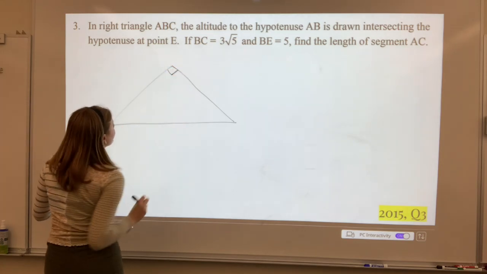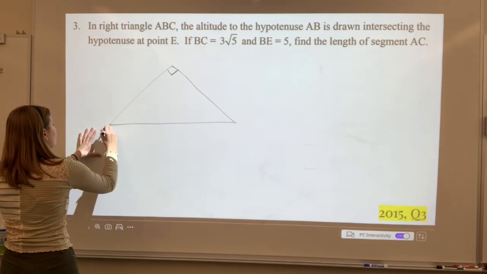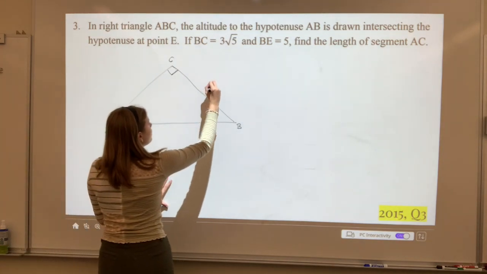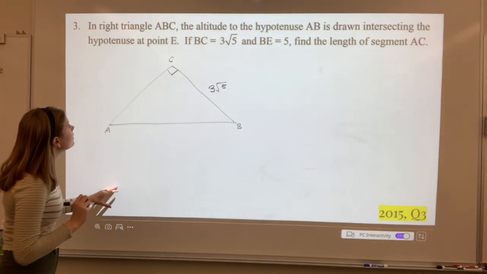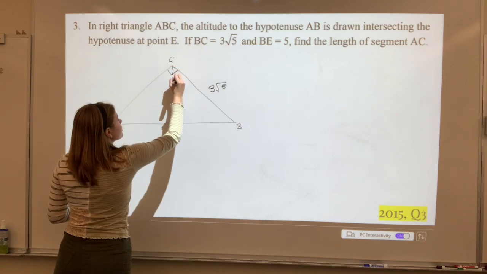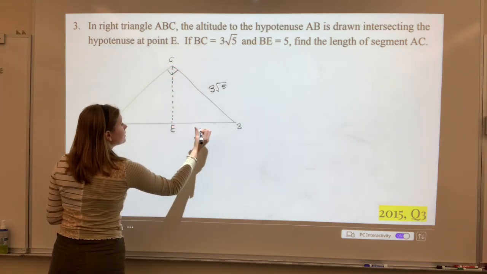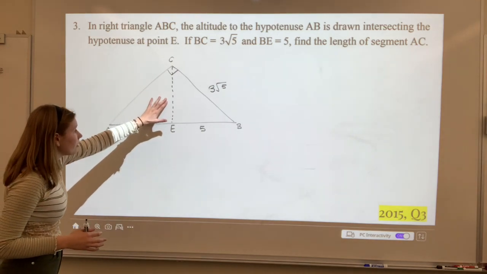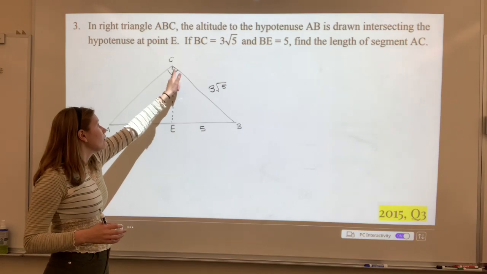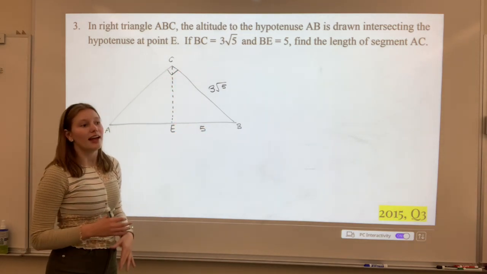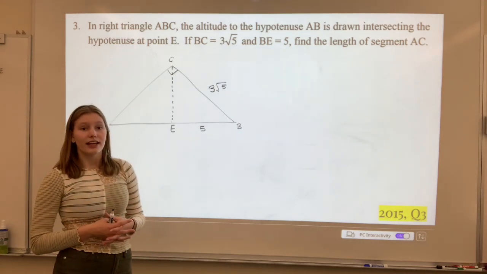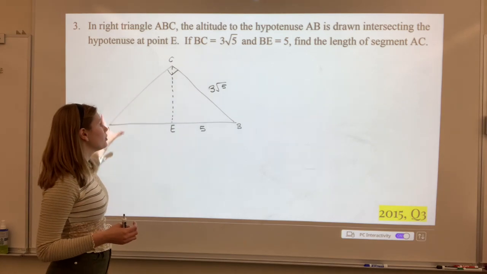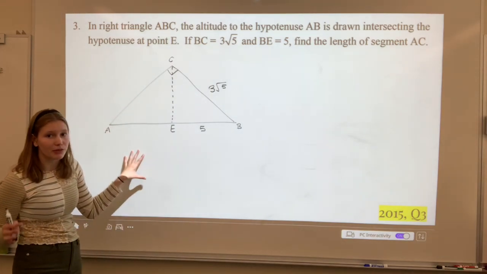So this is our right angle up there, and it said AB is our hypotenuse, so A, B, C. BC is equal to 3 times the square root of 5, and BE, which is the intersection of the altitude, is equal to 5. So let me explain what an altitude of a triangle is first. When you have a right triangle, it is a line that goes from your right angle to your hypotenuse, and it is perpendicular to your hypotenuse. Also, it forms two triangles that are similar to each other and to your original triangle ABC, which is very interesting, and it's going to be very helpful for us in this problem.